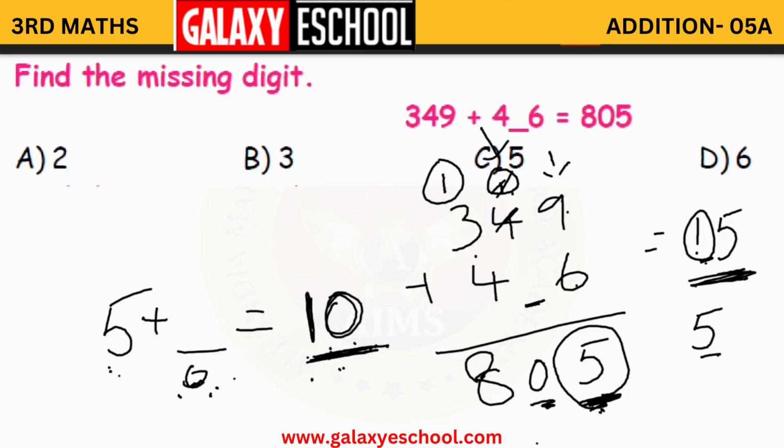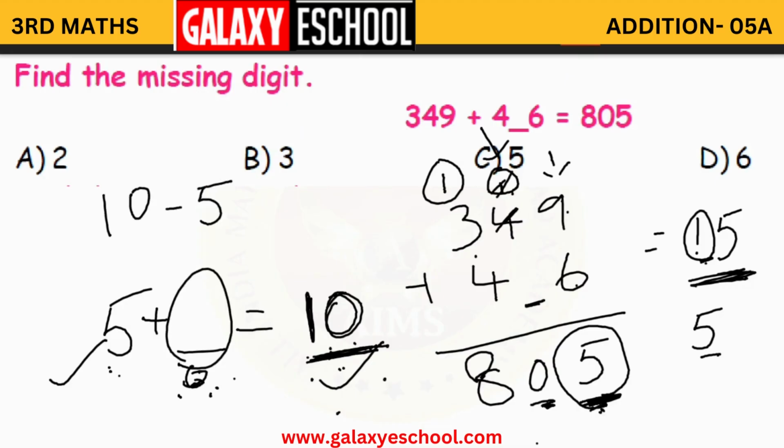Now again, we are having one addend and the sum. We have to find out the other addend. How will we do this? Subtract the addend from the sum. 10 minus 5 is equals to 5. So if we place this 5 here, 1 plus 4 becomes 5. 5 plus 5 becomes 10.